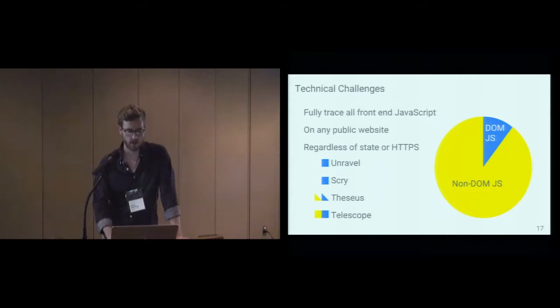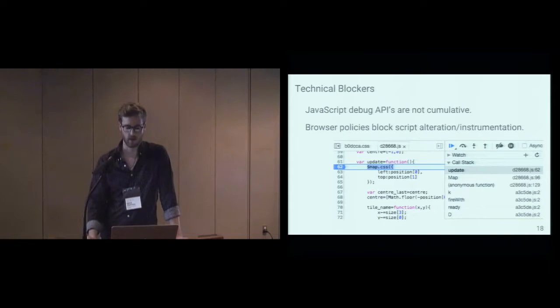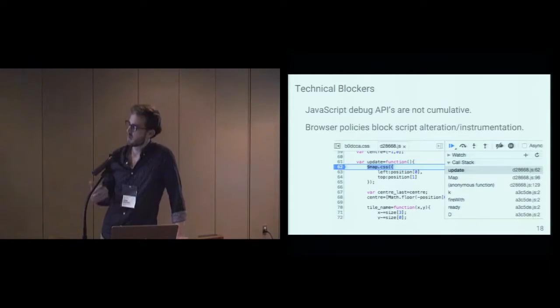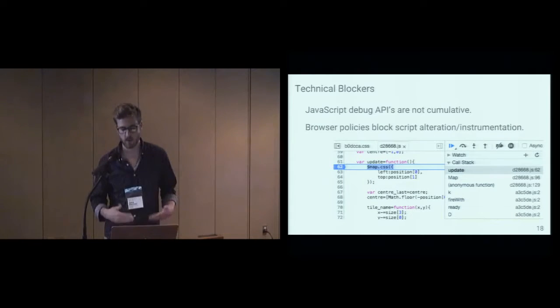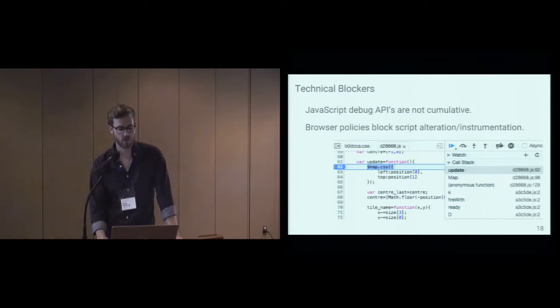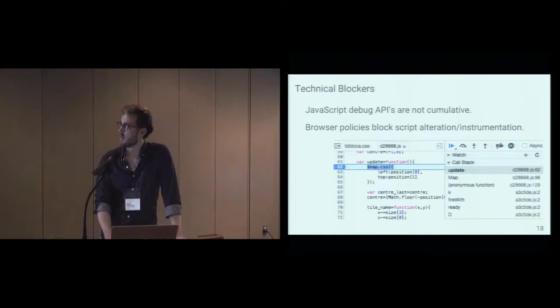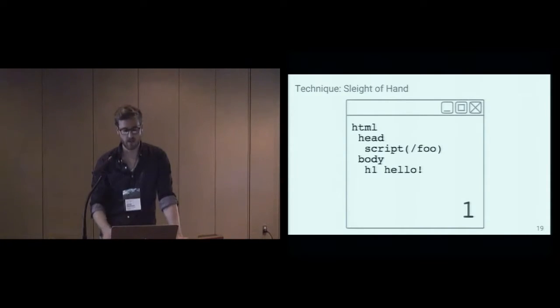The way to do that was to overcome some technical blockers, such as the fact that if you want to tap into JavaScript debug APIs, they're normally not cumulative. We want the cumulative amount of traces to be able to understand the JavaScript. And to instrument all the JavaScript on the web page, we want to get around the browser's blocking of policies of script instrumentation or augmentation. The way that we did that was with the sleight of hand technique.